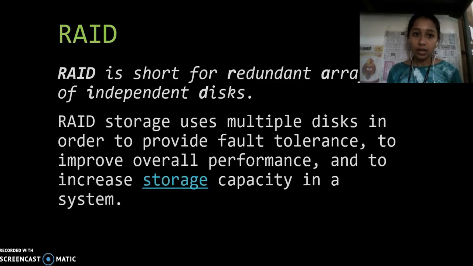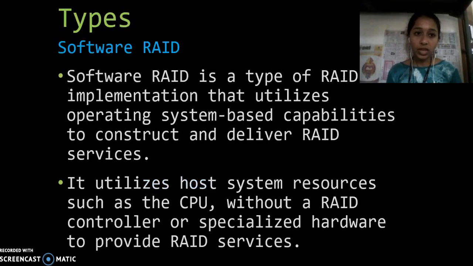Then RAID. RAID is the abbreviated form of redundant array of independent disks. RAID is used in multiple disks in order to provide fault tolerance, to improve the overall performance, and to increase the storage capacity in the system. The two types are software RAID and hardware RAID.